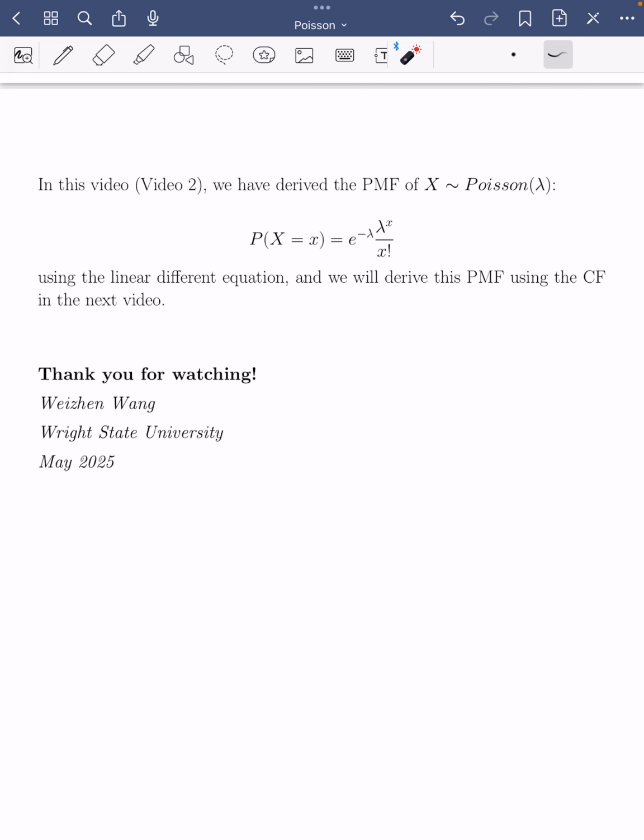So in this video, we have derived the probability mass function of the random variable coming from the Poisson process. So the probability mass function is given by this formula. And we will derive this probability mass function using the characteristic function in the next video.